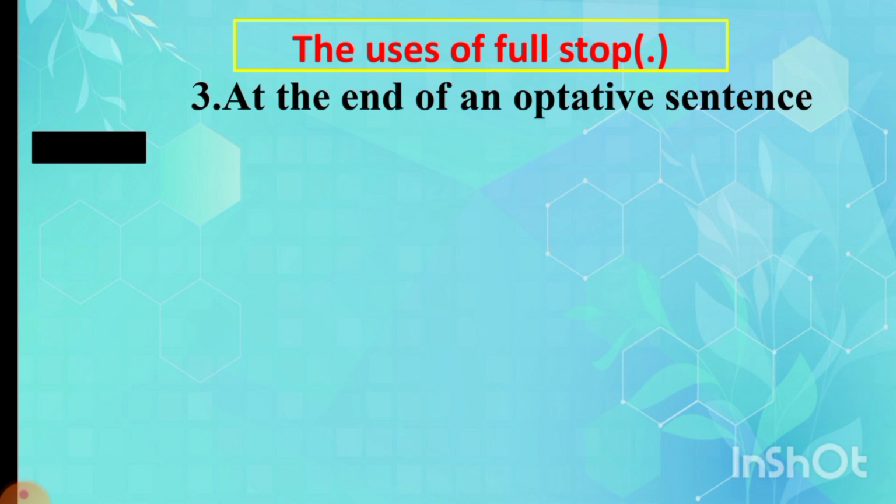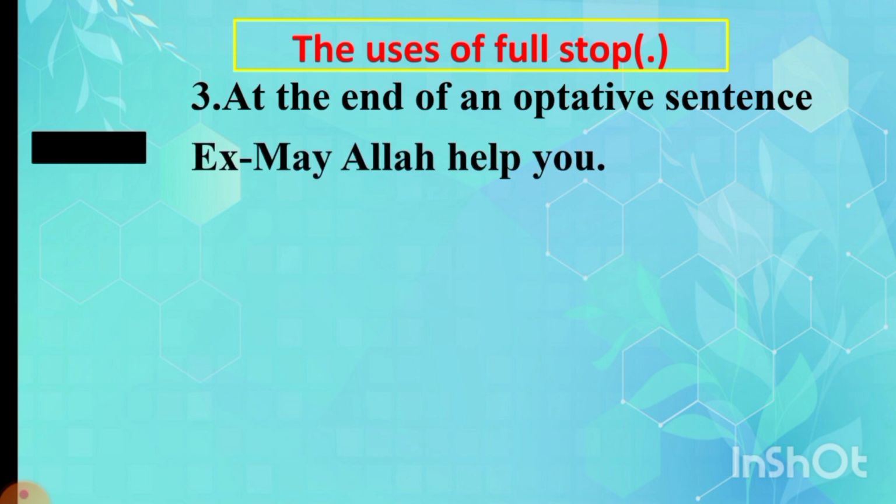And then number 3, at the end of an optative sentence. After an optative sentence we also use a full stop. How will you identify an optative sentence? An optative sentence expresses a wish or prayer, and the structure of an optative sentence is that it starts with may, M-A-Y, may. Let's see an example: May Allah help you. This is an optative sentence, and after an optative sentence we have to use a full stop.